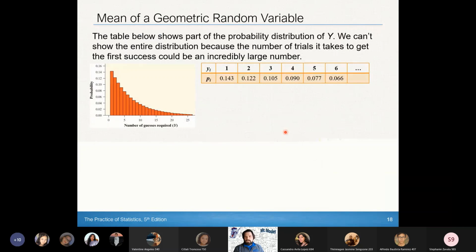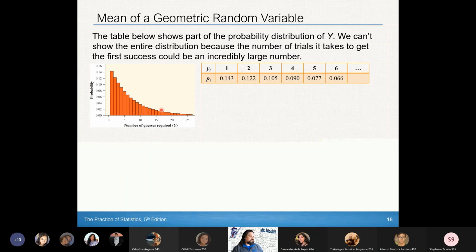We're almost done, guys. Hang in there. So the mean of a geometric random variable: the table below shows part of the probability distribution of y. We can't show the entire distribution because the number of trials it takes to get the first success could be an incredibly large number. Right? It would be really bad luck, but it could get to 50 guesses. That would suck for the class.